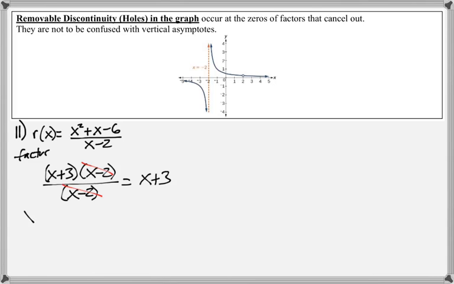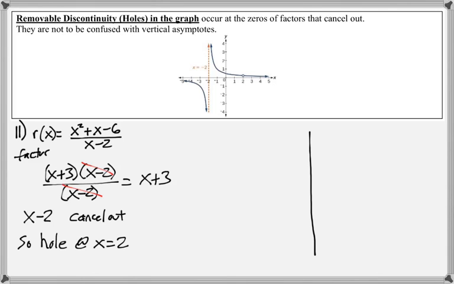Because the x minus 2's cancel out, the zero of x minus 2 would just be positive 2. So that's where the hole is going to be. So there's a hole, or a removable discontinuity, at x is equal to 2. If you were to graph this, it would look like this.